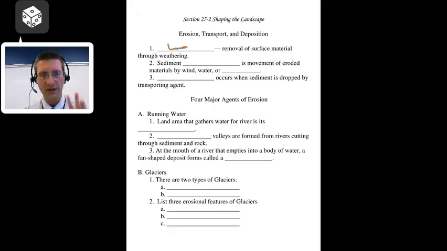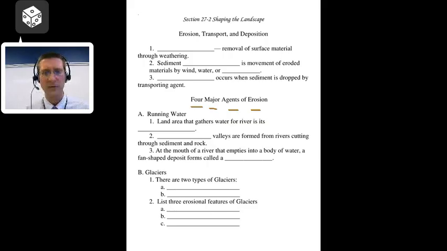So we're going to look at the four major agents of erosion shortly. Before that though, number two, sediment transport. Sediment transport is the movement of eroded material by either wind, water, or one of the key ones we're going to look at, glaciers, is the second blank to that. And number three, the term is deposition. Deposition occurs when sediment is dropped by a transporting agent. So where it's deposited depends upon the energy that's put out by whatever's moving it, whether it's wind, water, or glaciers.